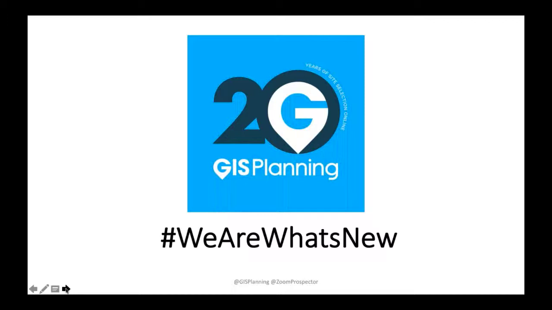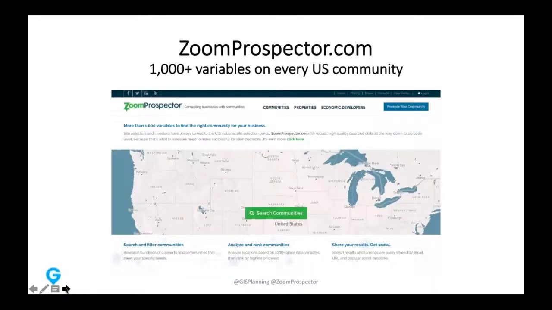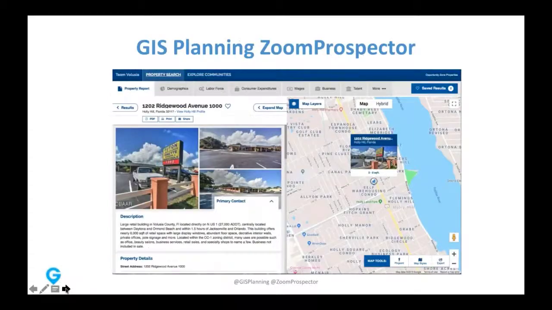We did just release, at the beginning of this year, the brand new version of our Zoom Prospector Enterprise tool, which really completely redefined, once again, raises the bar for what corporate site selection looks like. And many of you will be familiar with zoomprospector.com, which is the US National Site Selection Portal, currently only available in the US, but it does have 1,000 plus variables on every community in the US. All of our clients automatically have their properties from their Zoom Prospector Enterprise synced over to this free national portal. So they'll be available there for businesses who are looking to make location decisions and begin there with their searches.